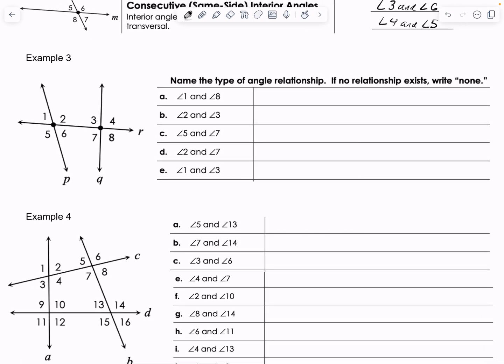All right, so here we go. The first one says angle 1 and angle 8. Those look like alternate exterior angles, so we'll write alternate exterior. Angle 2 and angle 3, those are on the interior, but they're on the same side. So we say those are consecutive interior. Then we have angle 5 and angle 7. These are going to be corresponding. Angle 2 and angle 7 are alternate interior angles. And last but not least, 1 and 3. Those are also going to be corresponding, like 5 and 7. All right, so that's how we're doing those.